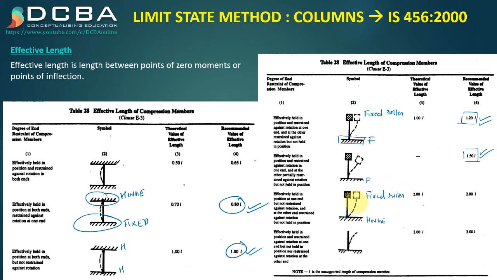Why fixed roller? Because it cannot rotate at this end but it can move. So the theoretical value of this is 2 times L. The effective recommended value is again 2 times L.